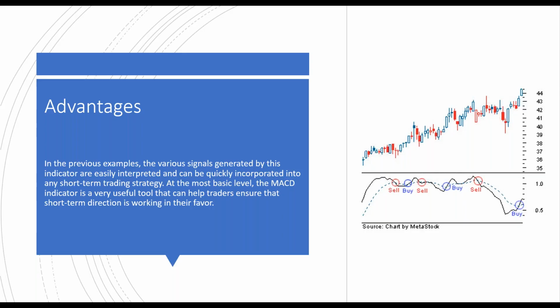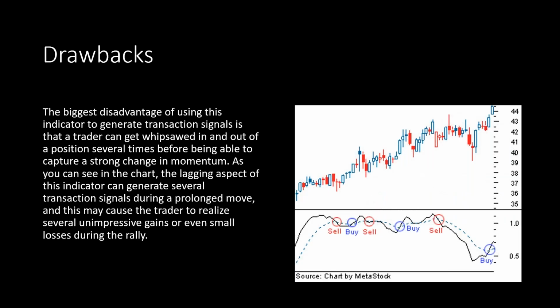Now, the biggest drawback of using this indicator to generate transaction signals is that a trader can get whipsawed in and out of a position several times before being able to capture a strong change in momentum. As you can see in this chart to the right, the lagging aspect of the indicator can generate several transaction signals during a prolonged move, and this may cause a trader to realize several unimpressive gains or even small losses during the rally.